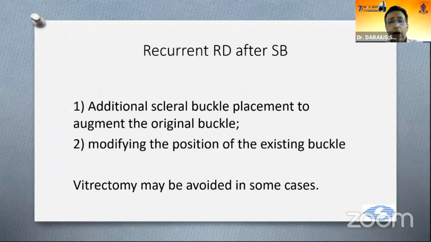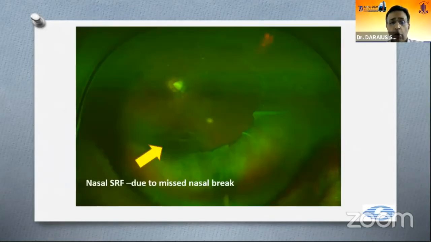So if you have a retinal detachment after doing a buckle, you can either augment the buckle or modify its position. This is something we don't do very often nowadays, but it used to be done a lot in the past. With this, in some cases, you may avoid a vitrectomy.